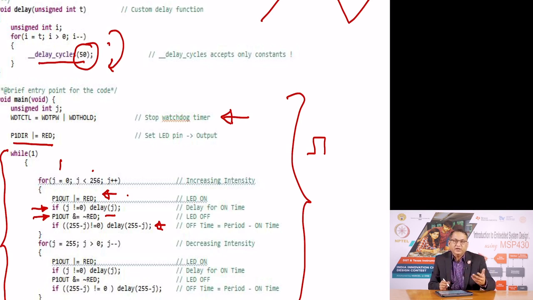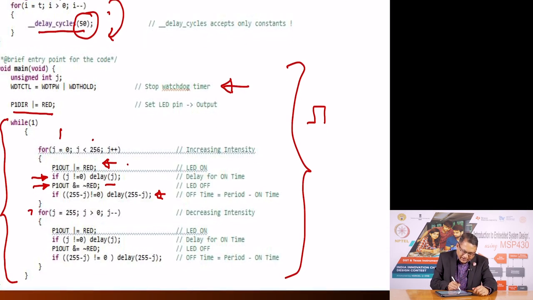So, what should you see? You will see that the LED intensity goes from minimum to maximum. Then once this loop is over, it enters into the second loop. Here it decrements the value of j from 255 till it reaches 0. Now, the duty cycle you will see goes from maximum to 0, and then this loop repeats.